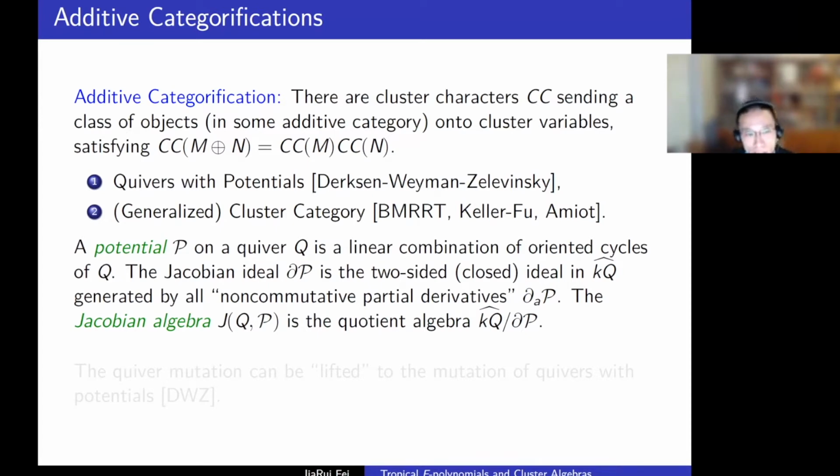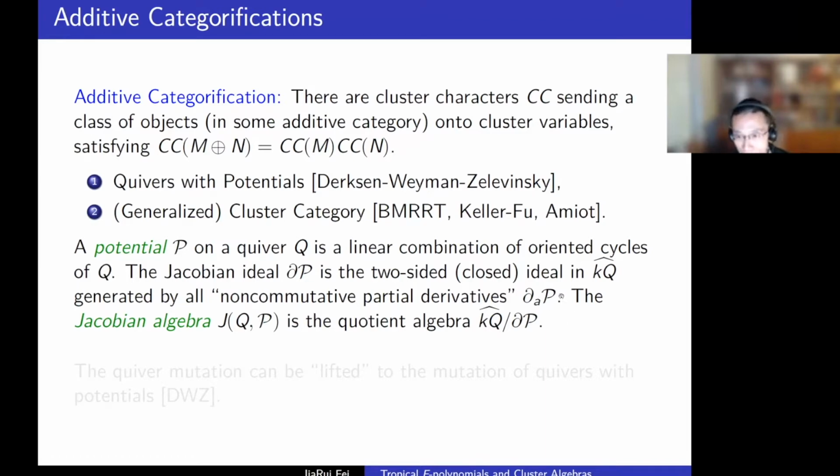Now, start from a potential. Usually we can choose a potential. Then from the potential, we can form a so-called Jacobian ideal. So how to form the Jacobian ideal? For each arrow, we can define a non-commutative partial derivative.